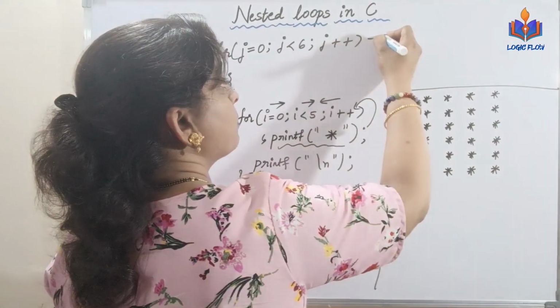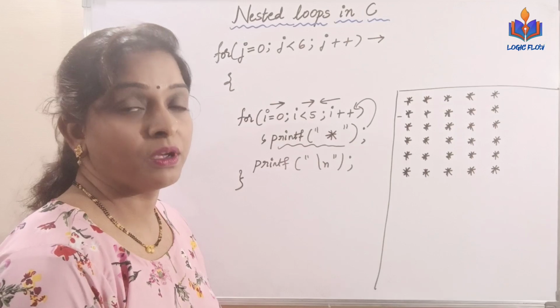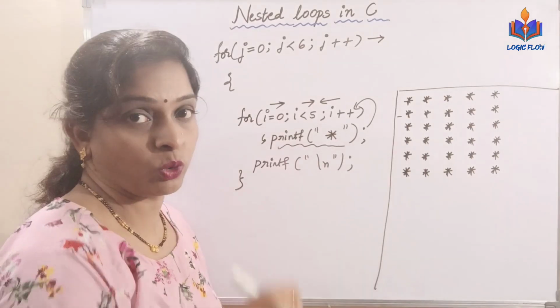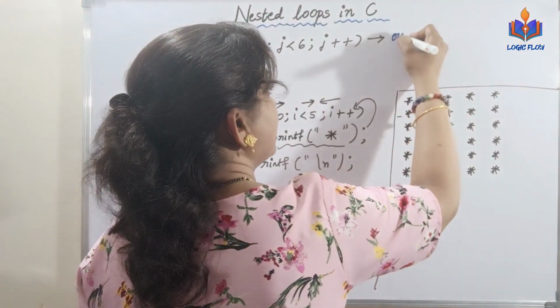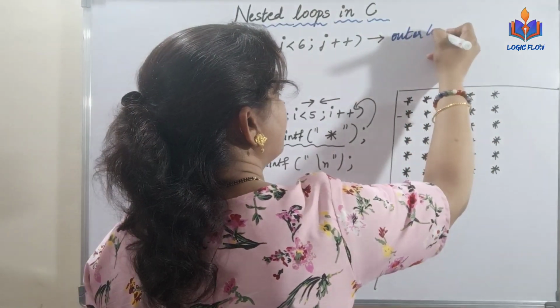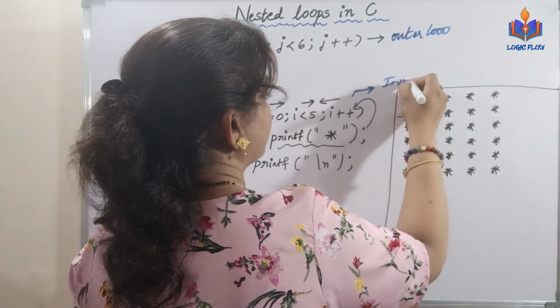So we have 2 loops here, a loop within a loop, and here we are using the for loop. We can also do this with while and do while. This is the outer loop and this is the inner loop.